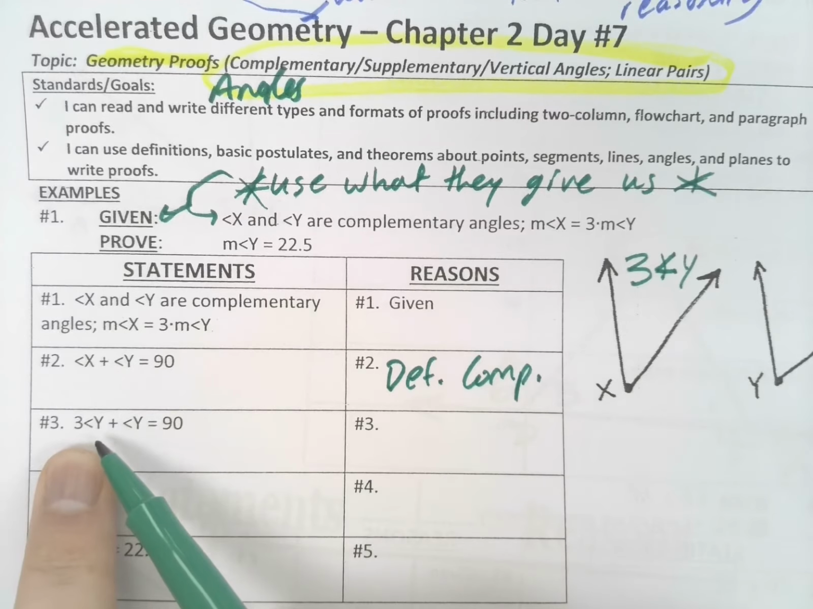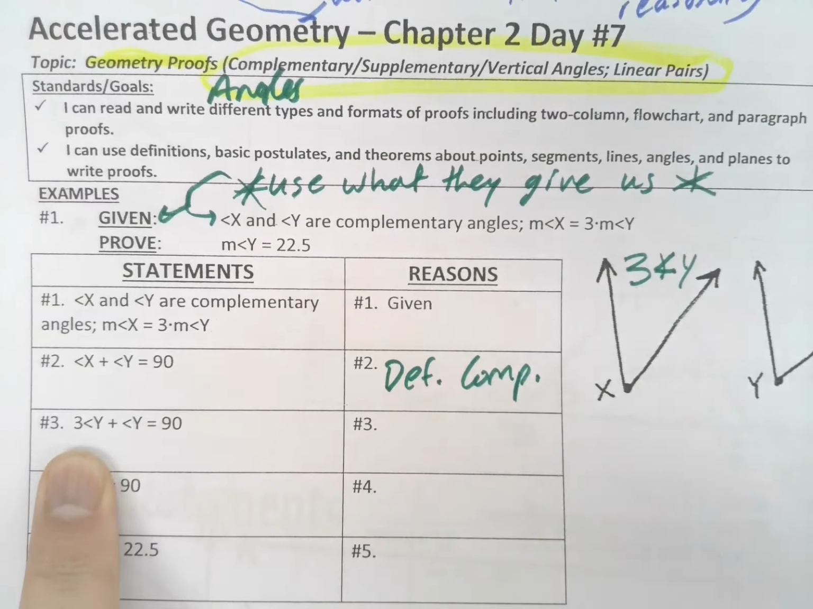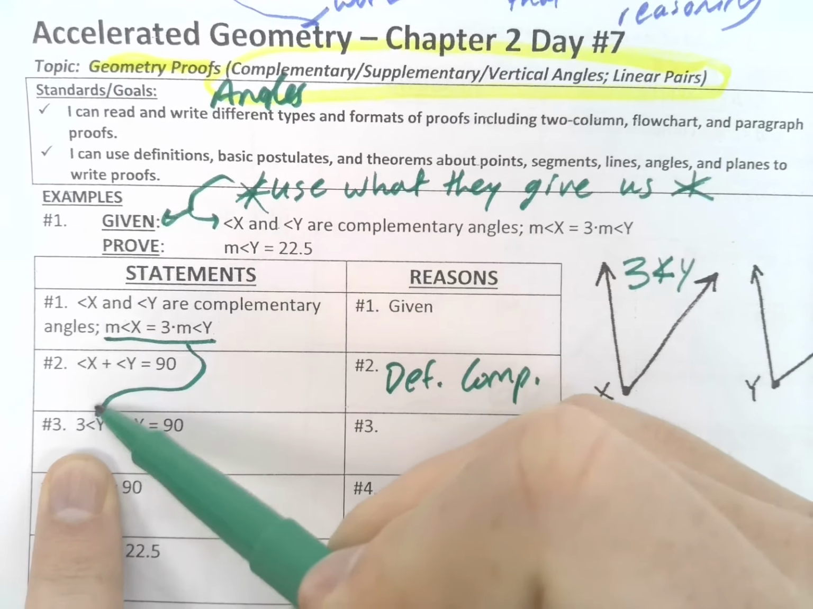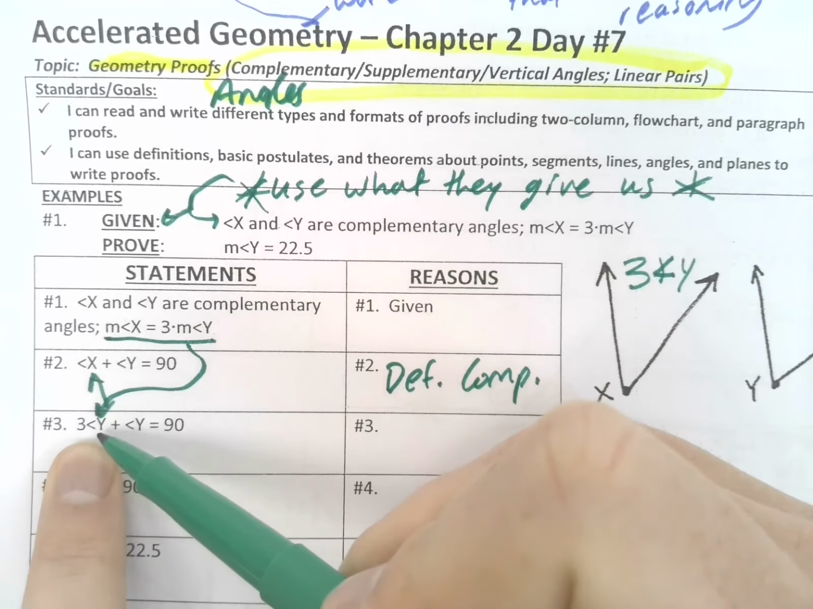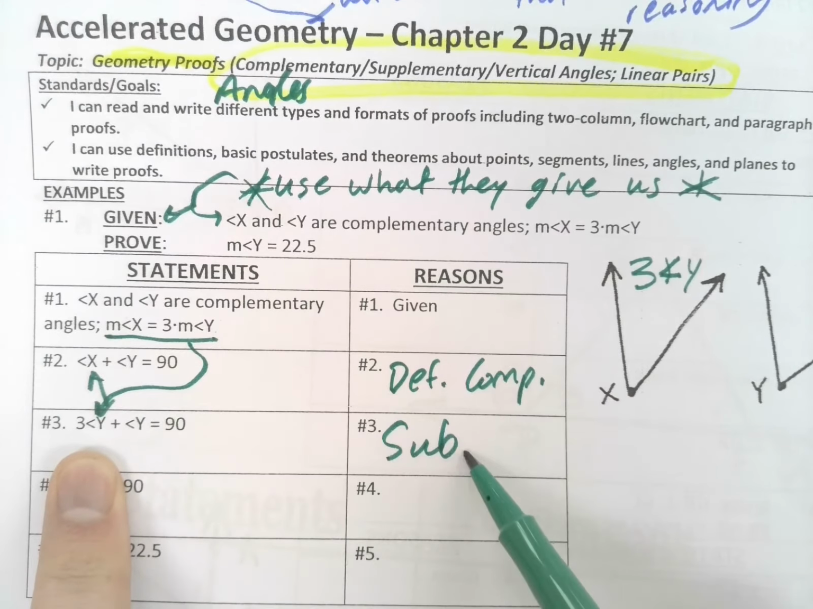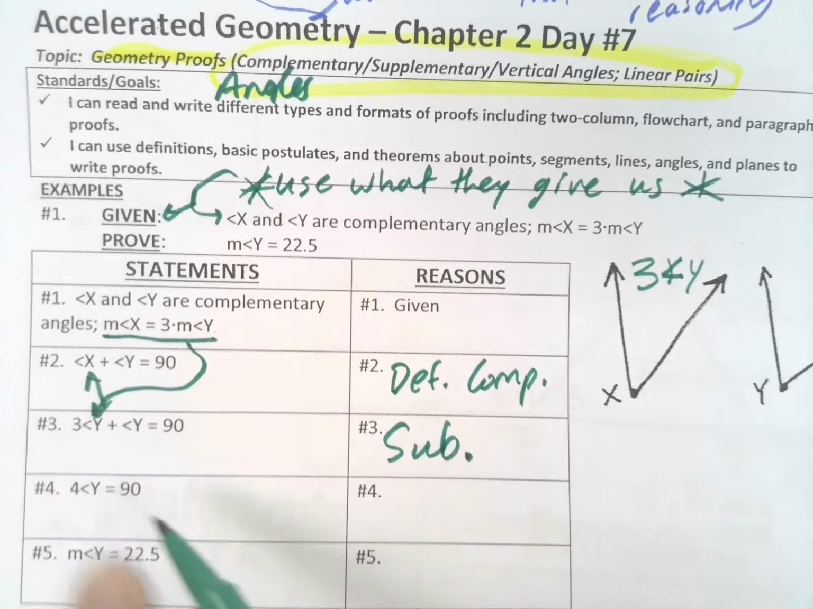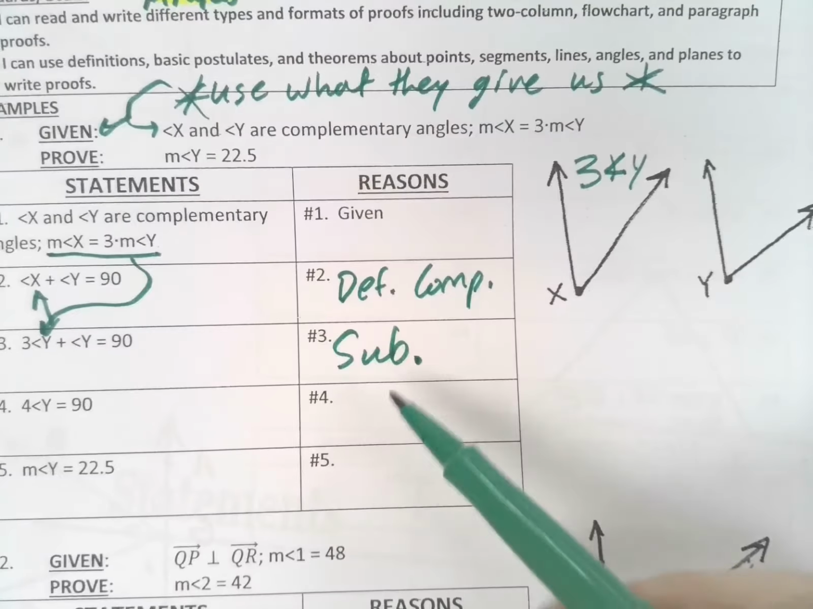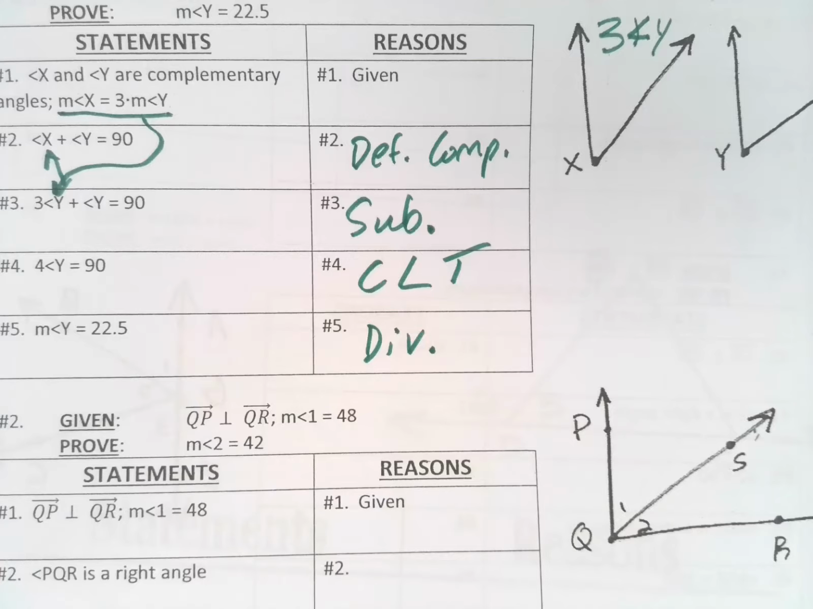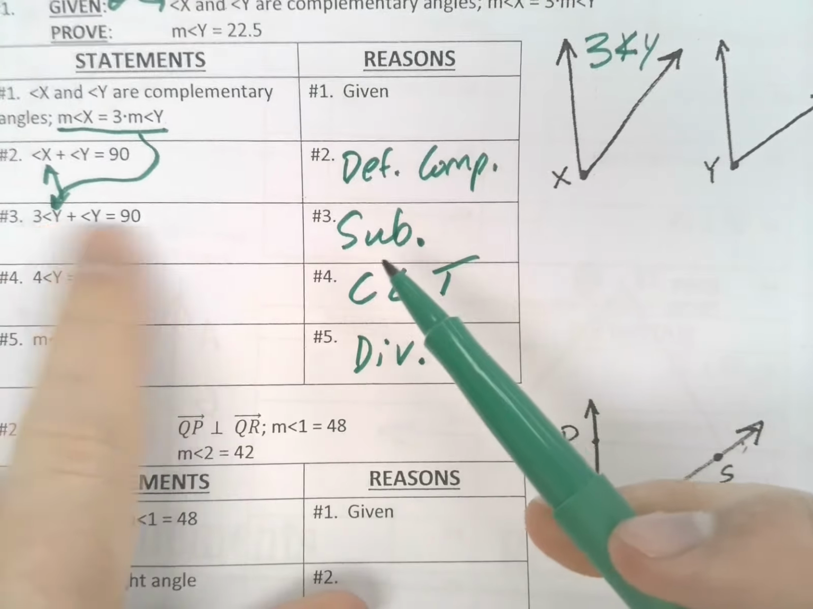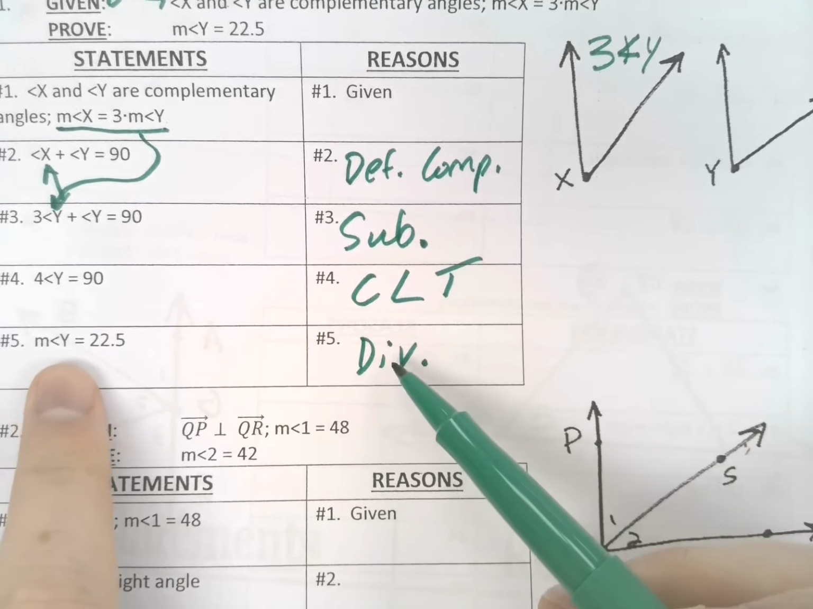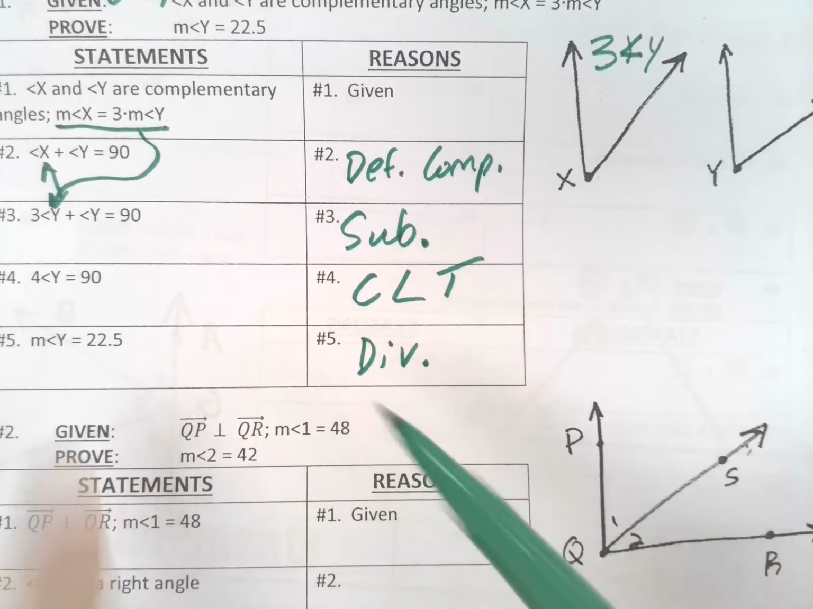Wait, where'd that 3Y come from? Oh, wait. Angle X is really just 3Y, so we can replace what was X with 3Y. And if we replaced it, we used substitution. And from here, guys, I know you can take it the rest of the way. So we combine like terms, 3Y and Y gives us 4Y. Combine like terms there and then divide to get angle Y is 22.5.